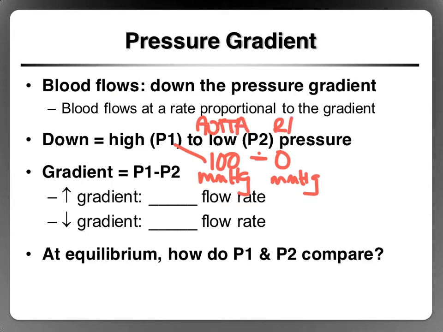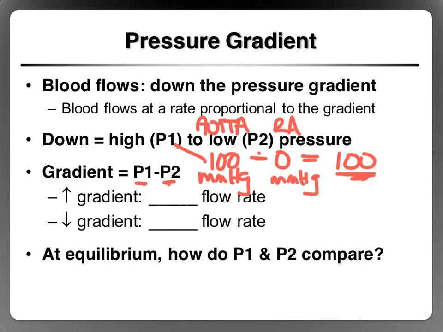That's right atria, okay? And so the gradient is P1 minus P2. So in this case, the pressure gradient is 100. So that gives you an idea of how much pressure there is, and therefore the rate that blood flows. So if we wanted to increase this gradient, we would either need to increase P1 or decrease P2, okay?